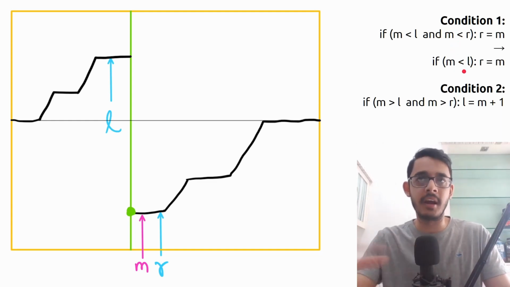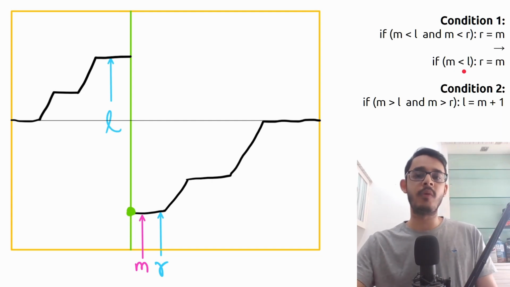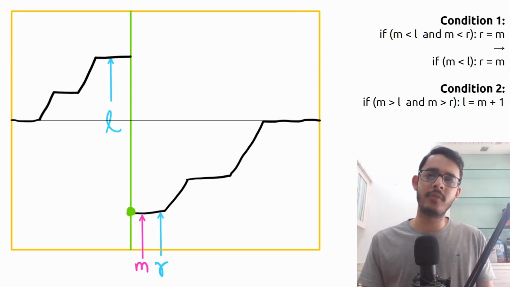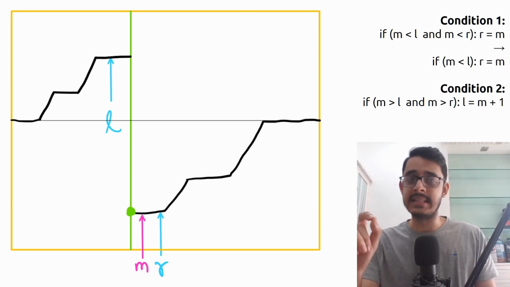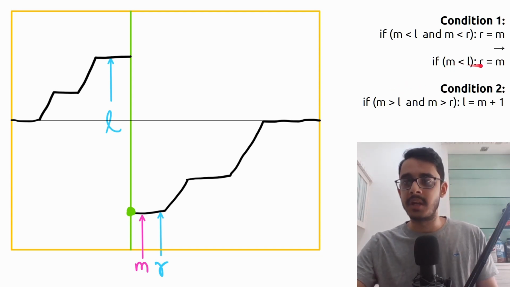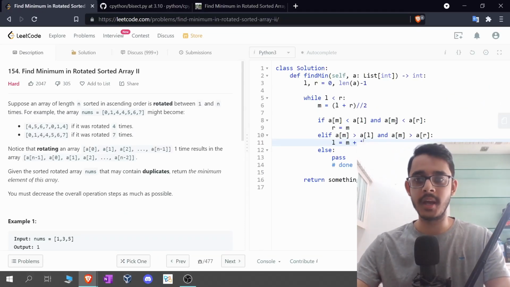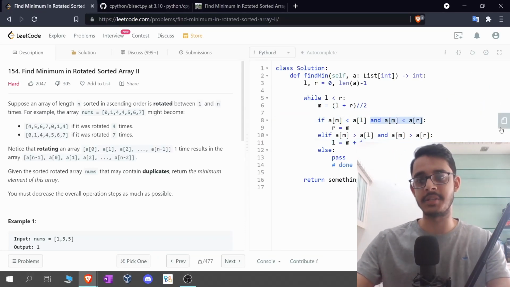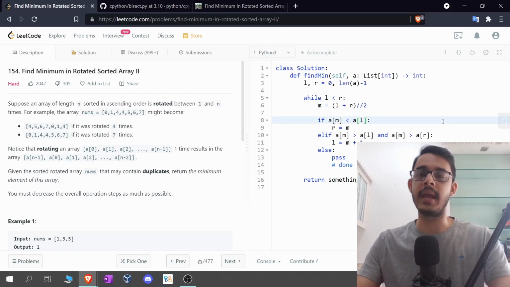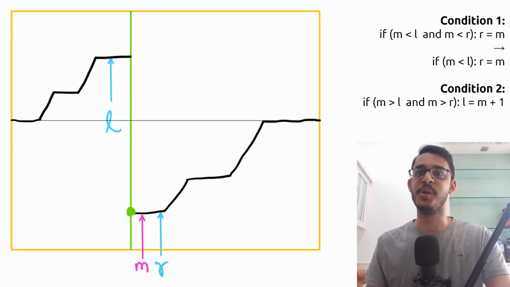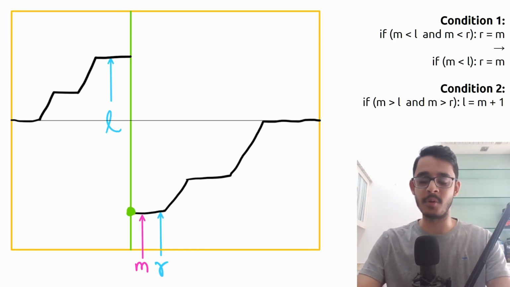We can just remove it entirely and say, let's forget about R for this case and just look at L and M. Now if M is lesser than L, we can do R equals M. So what we'll do here is remove this condition. We are no longer comparing M to R in this case, we're just comparing M to L. Okay, we're getting somewhere. Let's keep on going.